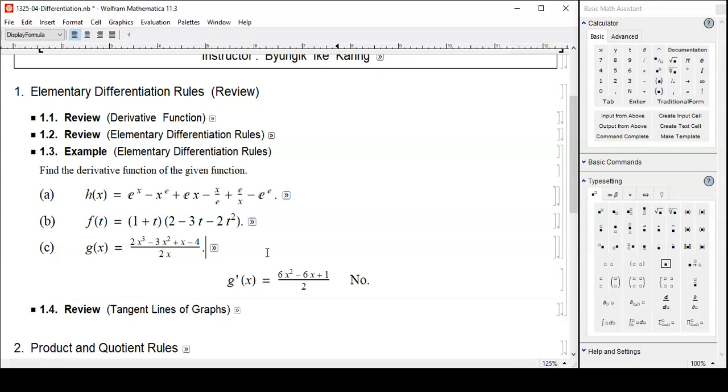How do you make it right? Well, there can be multiple ways, but one way to do it right is to expand out like this. Separate all the numerator. So the first, and then the next, 3x squared over 2x, and then plus x over 2x, minus 4 over 2x.